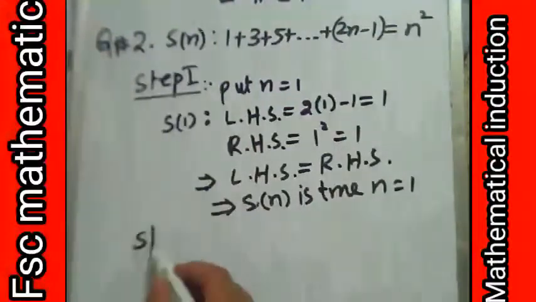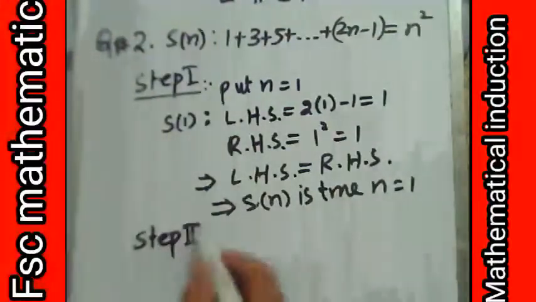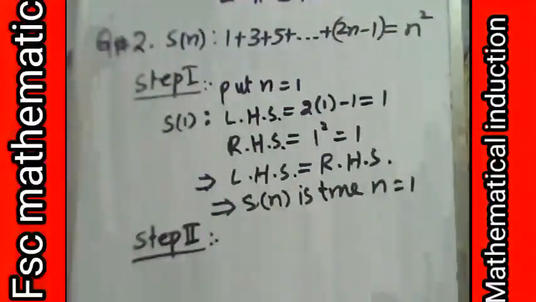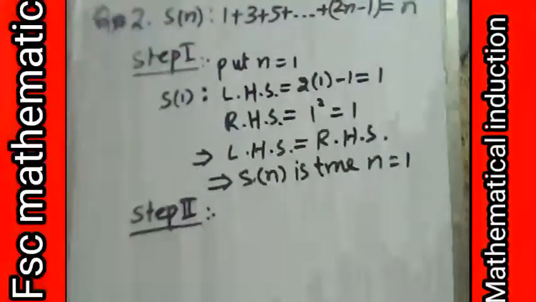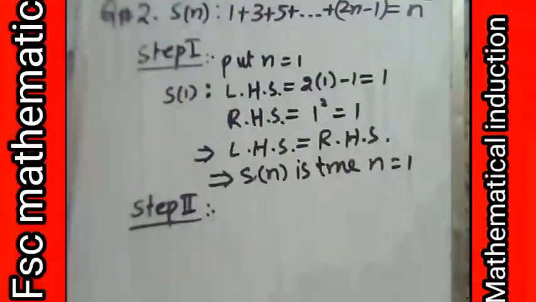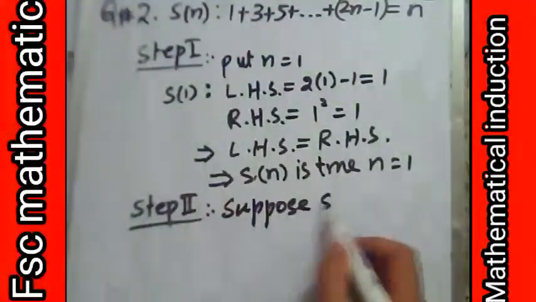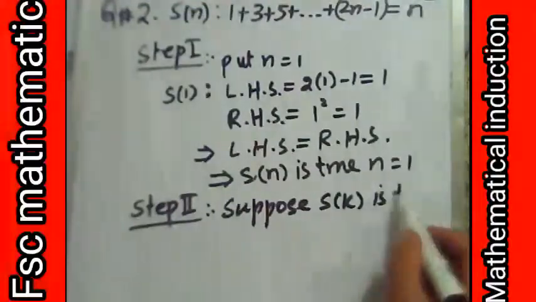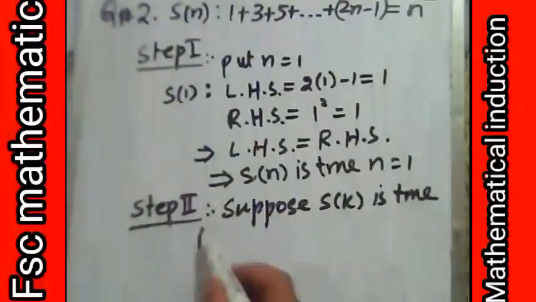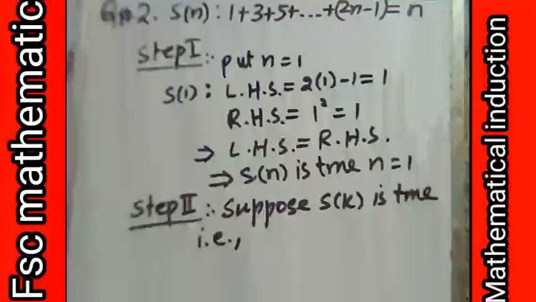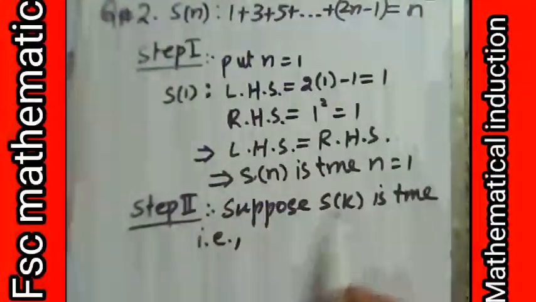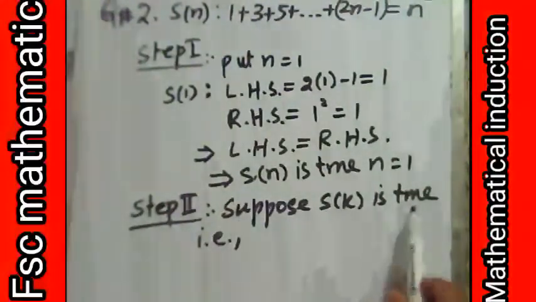Now we move to step 2. What is step 2? We talked about step 2 while discussing the mathematical induction principle. Step 2 is the supposition of S of k. We suppose S of k is true. Now we write what we consider, what we suppose true. We suppose S of k is true.